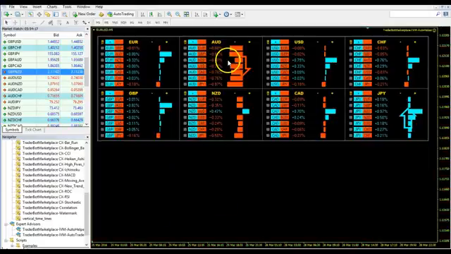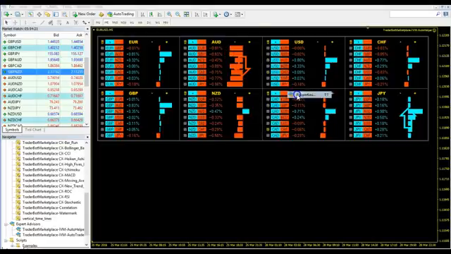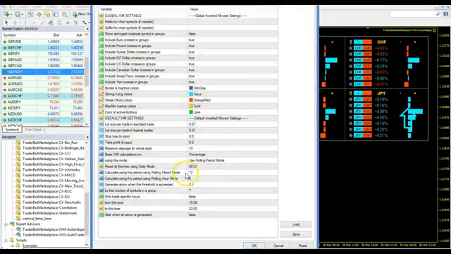Here I'm looking back the past 3 hours. I can do that by going into properties. On a 5-minute chart, I'm setting that to 72. Wait, that's not right. 36.